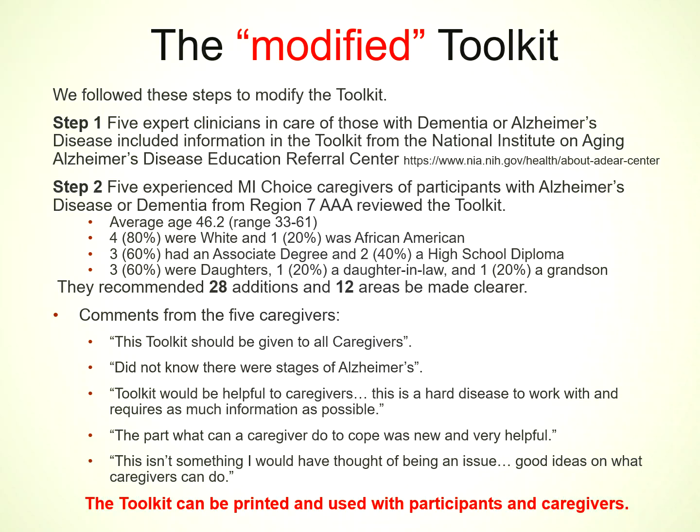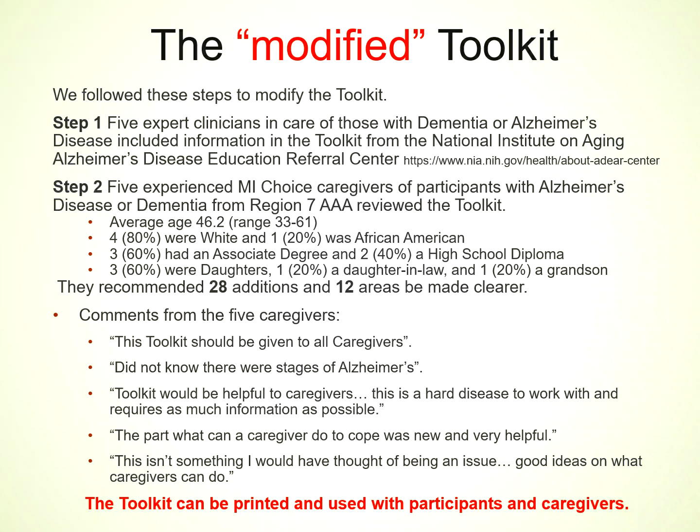Their average age was 46.2 years. 80% were white and 1 was African American. 3 had an associate degree and 2 had a high school diploma. 3 of them were daughters. 1 was a daughter-in-law and 1 was a grandson. They recommended 28 additions and 12 areas to be made clear from what the experts provided in step 1.